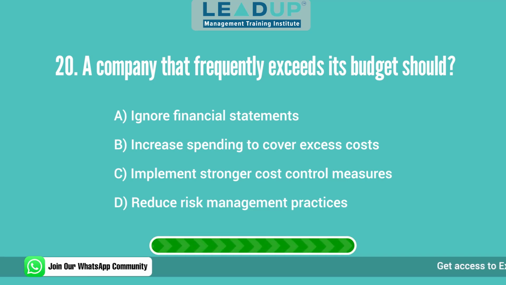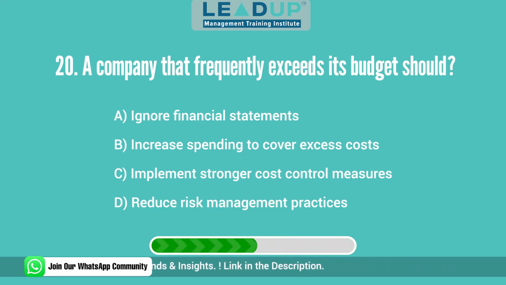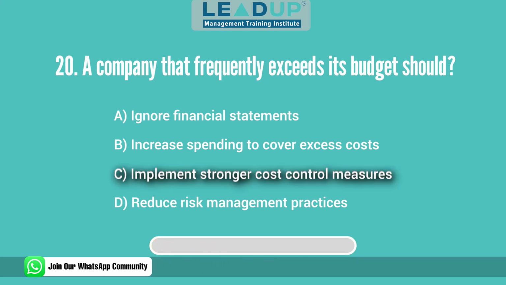Question 20. A company that frequently exceeds its budget should A. Ignore financial statements. B. Increase spending to cover excess costs. C. Implement stronger cost control measures. And D. Reduce risk management practices. Answer: implement stronger cost control measures.